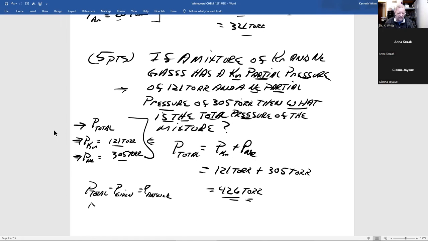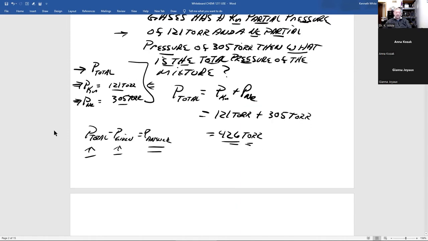If you're given a total pressure and one of its partial pressures, let's say you only have two in the mixture, then the P of the unknown is equal to P total minus P given, because P total, and I'll probably do one of these tomorrow, equals P given plus P answer, what you're trying to find. And then you can go to here. I'll do one of these tomorrow. All right.